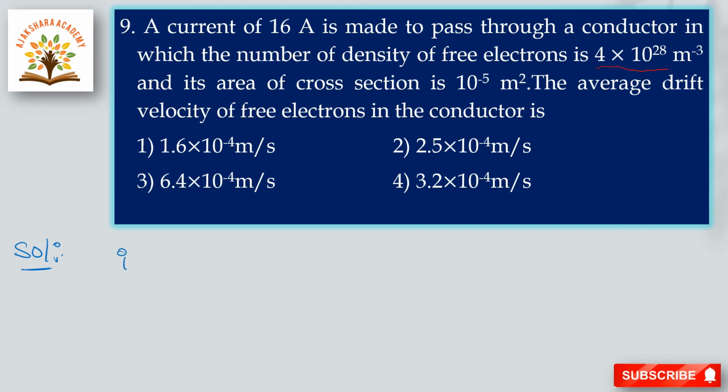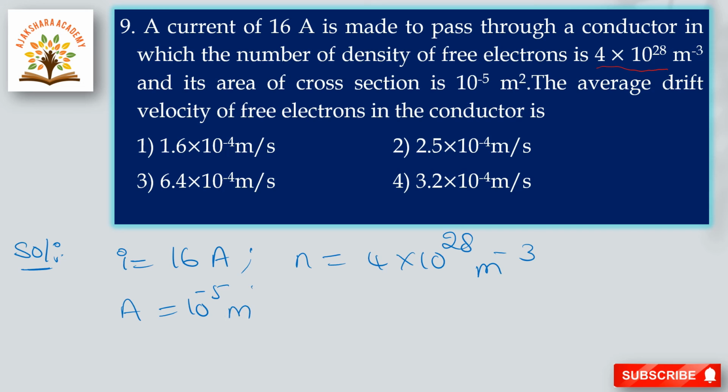Given I is equal to 16 amperes and N is equal to 4 into 10 to the power of 28 meter to the power of minus 3, and A is equal to 10 to the power of minus 5 meter square, and e is equal to 1.6 into 10 to the power of minus 19 coulombs. Now Vd is equal to I by NeA.